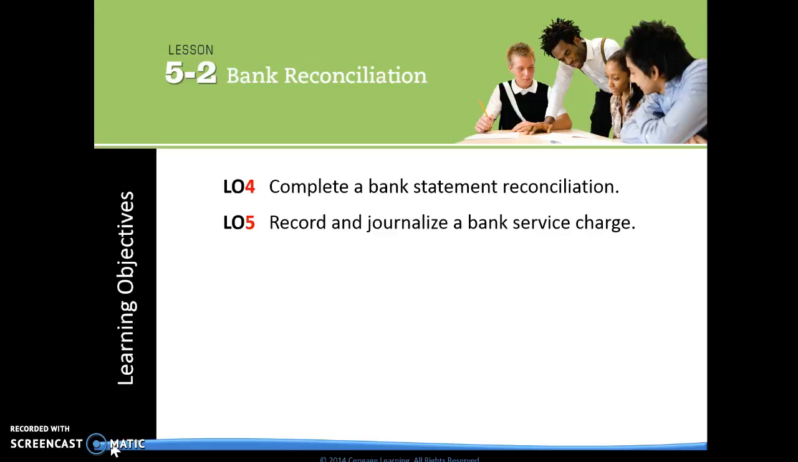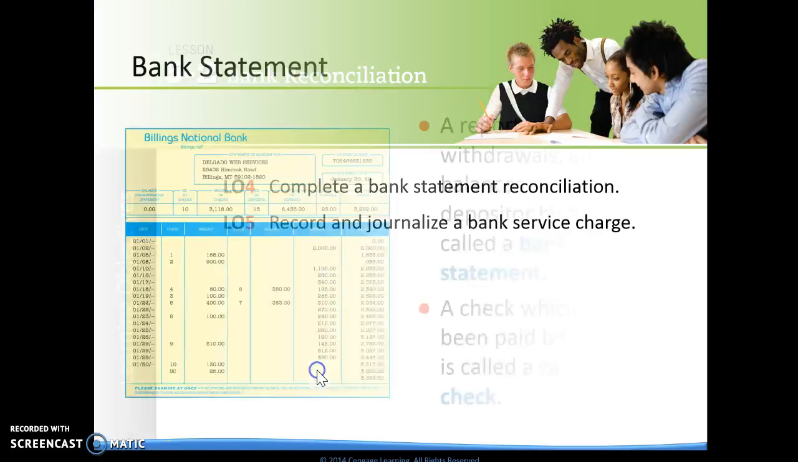There are 2 learning objectives. You should be able to complete a bank statement reconciliation, and then you should also be able to record and journalize a bank service charge.